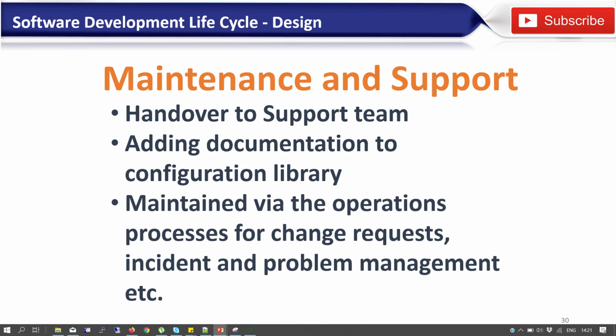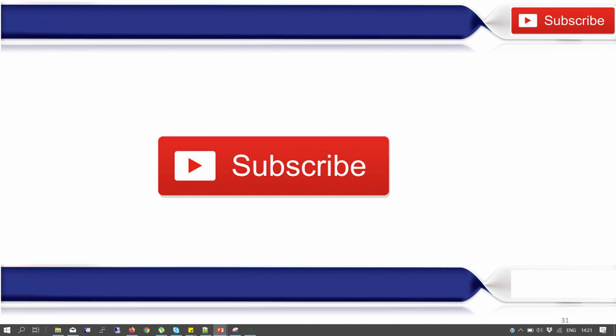Then, when it comes to making some changes to the system, you use your usual operations processes within the organization, and that will include change requests, incident and problem management, and the like. And this will be dependent on how your organization approaches the maintenance of that system. Once you're done with that, then you're done with your software development lifecycle.